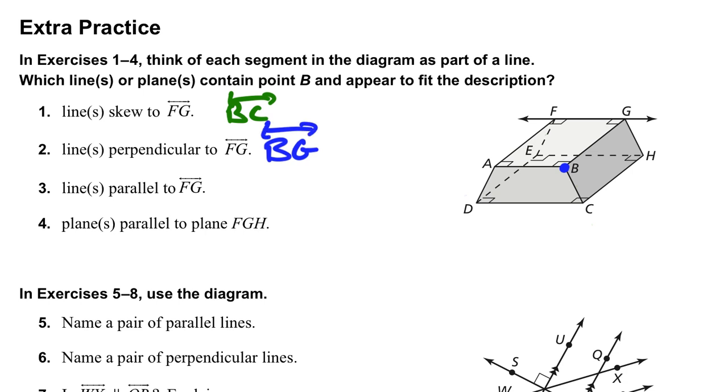And then lines that are parallel to FG that go through B would just be line AB, just line AB right here. Remember, everything has to contain point B with our answer.